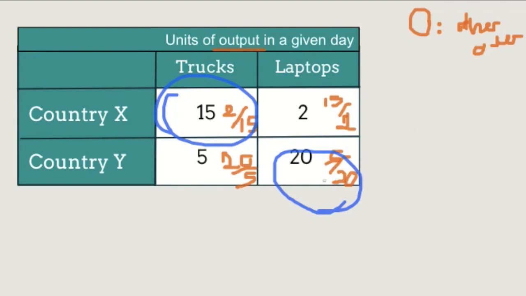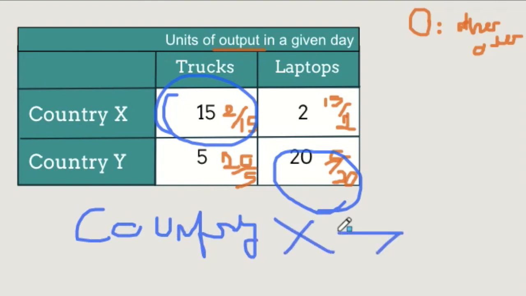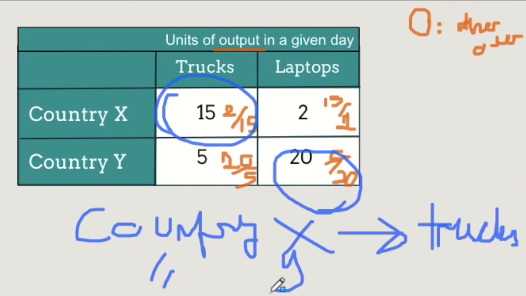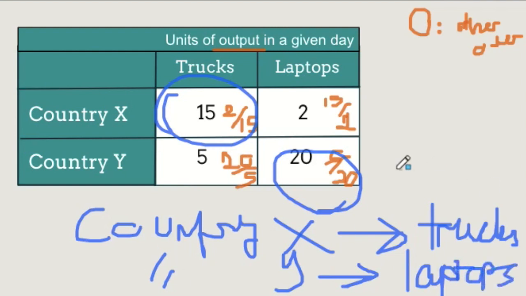When we do this, we get country X should be specializing in producing the trucks, and country Y should be specializing in producing the laptops. And they should be trading to achieve the maximum amount of products they can have.